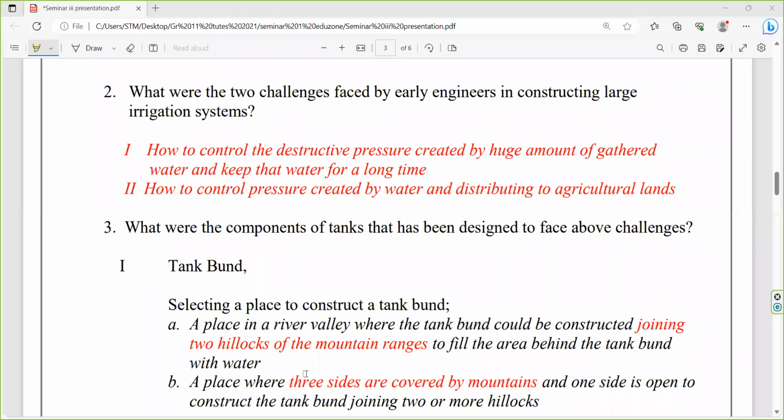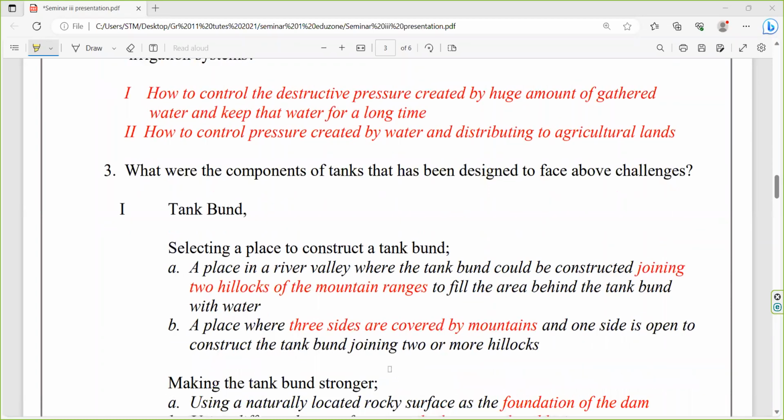Right? The place where 3 sides are covered by mountains, otherwise how to fill the water? You just construct the dam, but from one side is covered now, from other sides water will be vanished. To prevent that, the 3 sides should be covered by mountains, and one side is open to construct the large bund joining 2 or more hillocks. Now see, this you have explained as a paragraph.